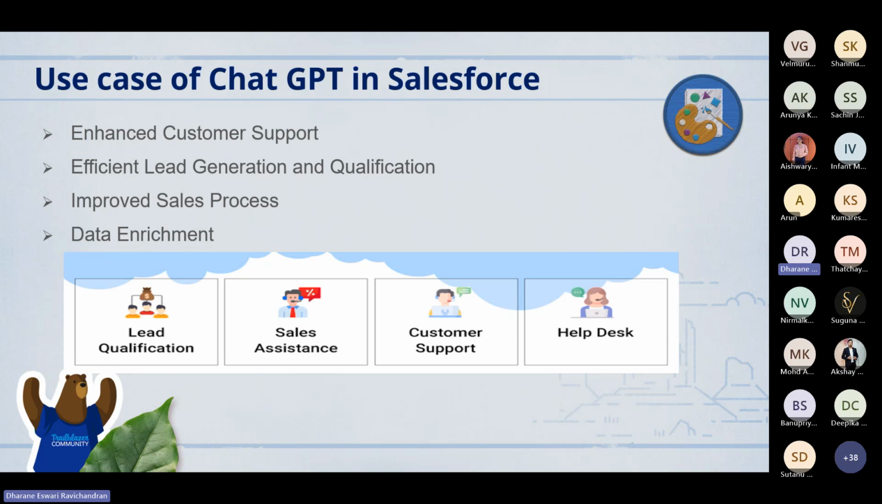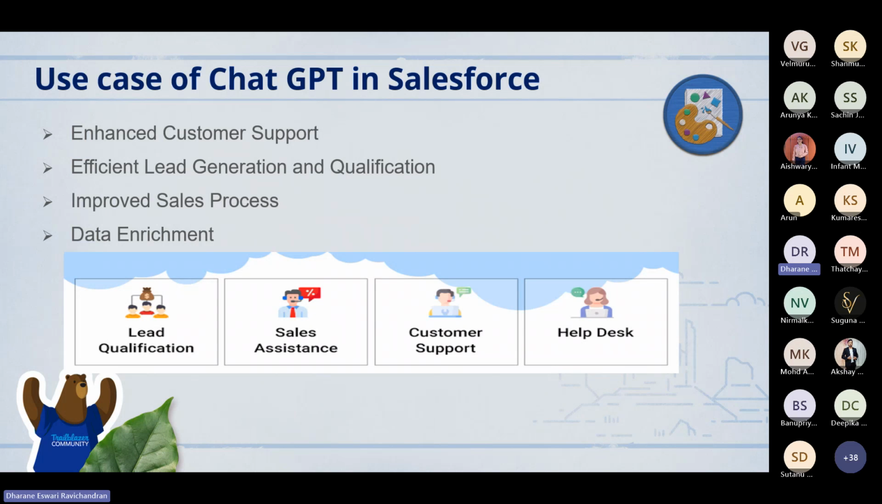First, with lead qualification, when a lead interacts with a company website or fills out a lead generation form, ChatGPT can be embedded on the website or integrated with Salesforce to engage with the lead. Then ChatGPT can ask questions to find the lead's level of interest with the organization or with a particular project, and the budget, the timeline, and other relevant criteria.